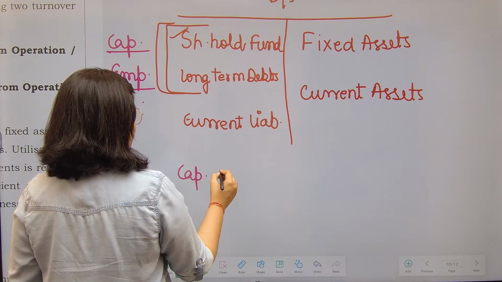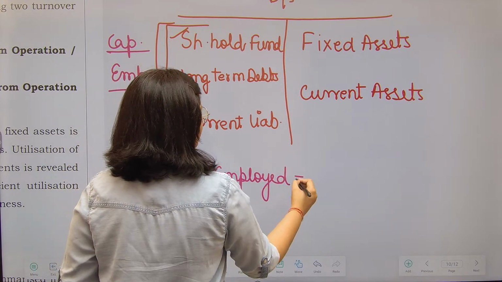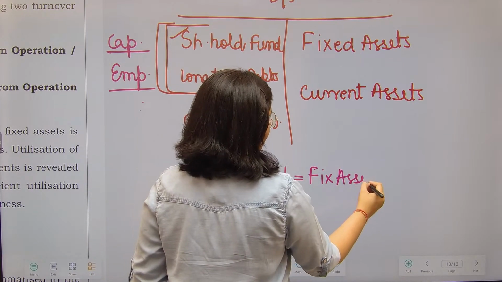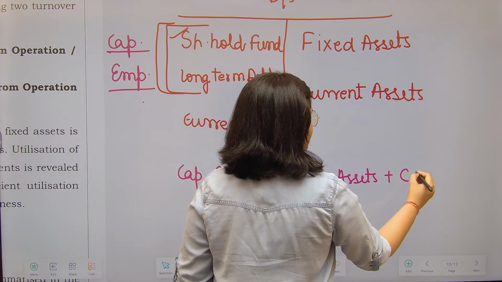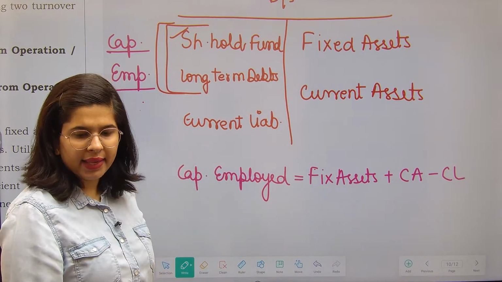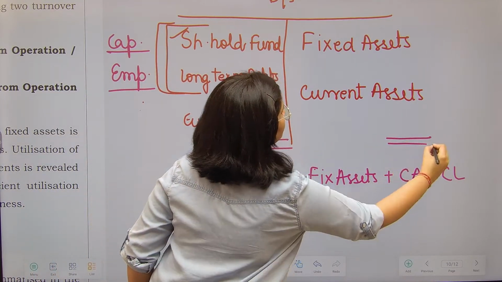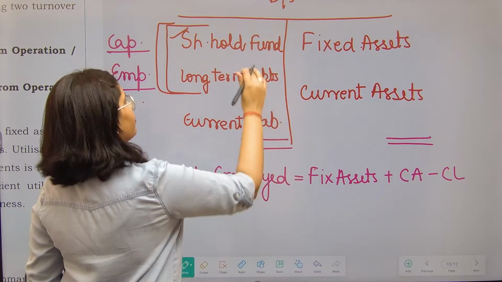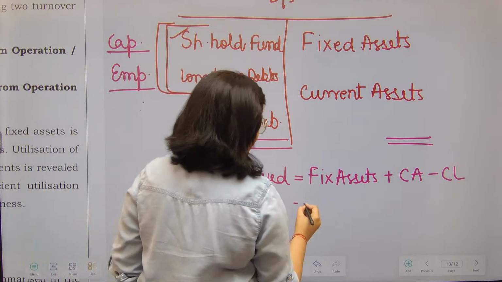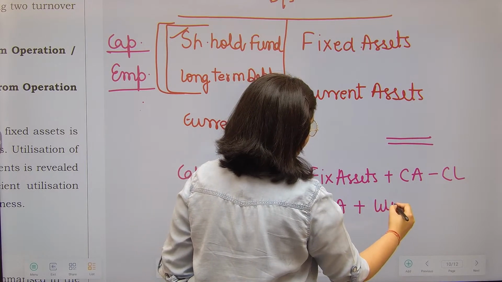capital employed is equal to fixed assets plus current assets less current liabilities. Am I right? I can also say that because in the balance sheet both sides are equal. So this plus this minus this will be equivalent to this. Fine. Now in this particular case, can I also write it as fixed assets plus working capital?